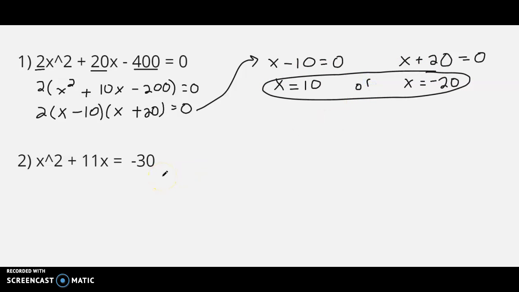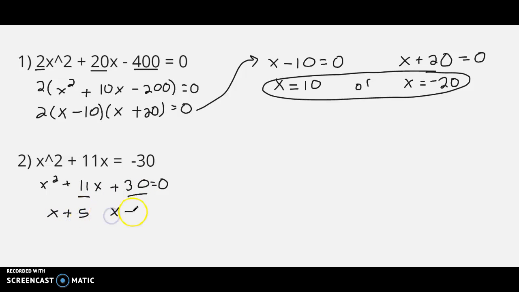Alright, let's look at number 2. We have x squared plus 11x equals negative 30. We need to get everything to one side. So we're going to add 30 to both sides and set it equal to 0. You always want your equations equal to 0 in order to solve them. The question we're going to ask is what factors of 30 add up to 11? And to answer that question we say 5 and 6.